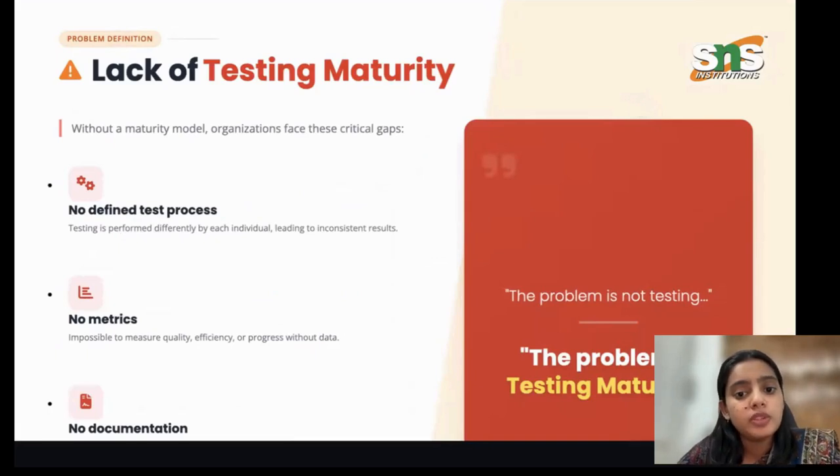The real problem is not testing. The problem is testing maturity. Without a maturity model, organizations face critical gaps: no defined test process, no metrics to measure the quality, no proper documentation. Testing may exist, but it is inconsistent and uncontrolled. So the issue is not whether testing happens. The issue is how mature the testing process is.